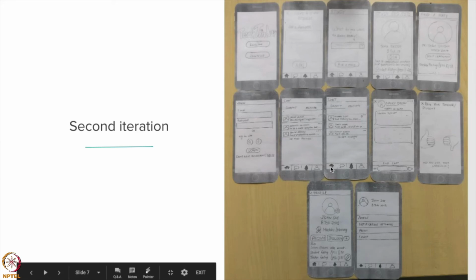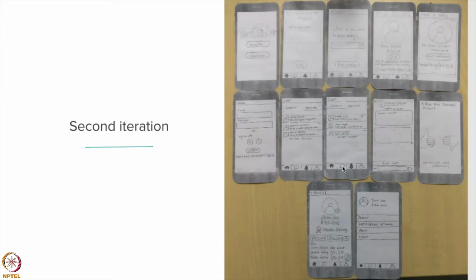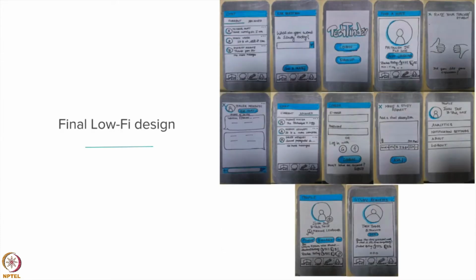The home button signifies the ask screen, the chat signifies the chat screen, the notification signifies study requests that the person might have received, and the profile signifies the detailed profile of the user. We again performed task analysis and incorporated this feedback to come up with our third iteration.